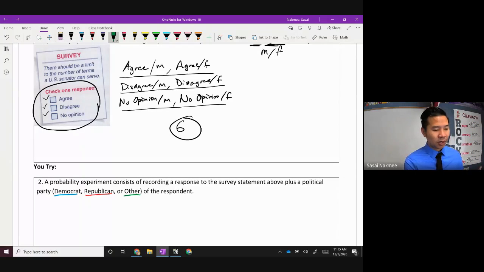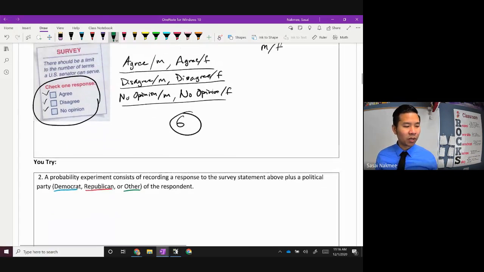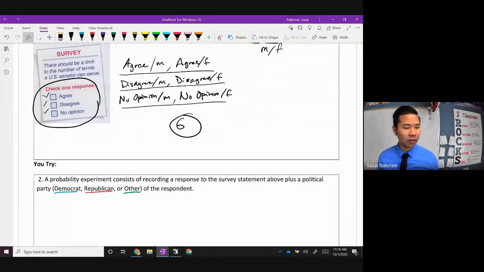So those are the 6 options we did earlier: agree male, agree female, disagree male, disagree female, no opinion male, no opinion female. But can you guys do that and add on these features as well? Can you see how many possible outcomes we're going to have if we add on that they're Democrat or Republican or other? Can you guys do that real quick? I don't have a pair deck for this one. Can you guys just do this in your notes and see what your sample size is going to be for this you try right here?